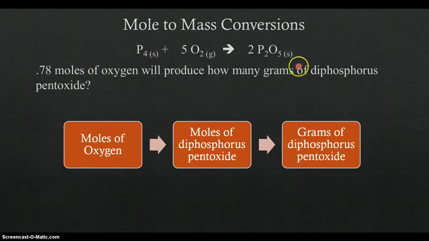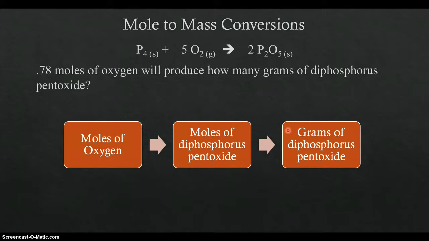All right, here's our chemical equation: P4 plus 5O2 yields 2 diphosphorus pentoxide, and there's our question. It's the same question that's in your notes, and you will want your periodic table and calculators handy so you can follow along. The way we're going to do this is go from moles of oxygen, because that's what we're given to begin with, to moles of diphosphorus pentoxide. Then we're going to go from moles of diphosphorus pentoxide to grams of diphosphorus pentoxide.